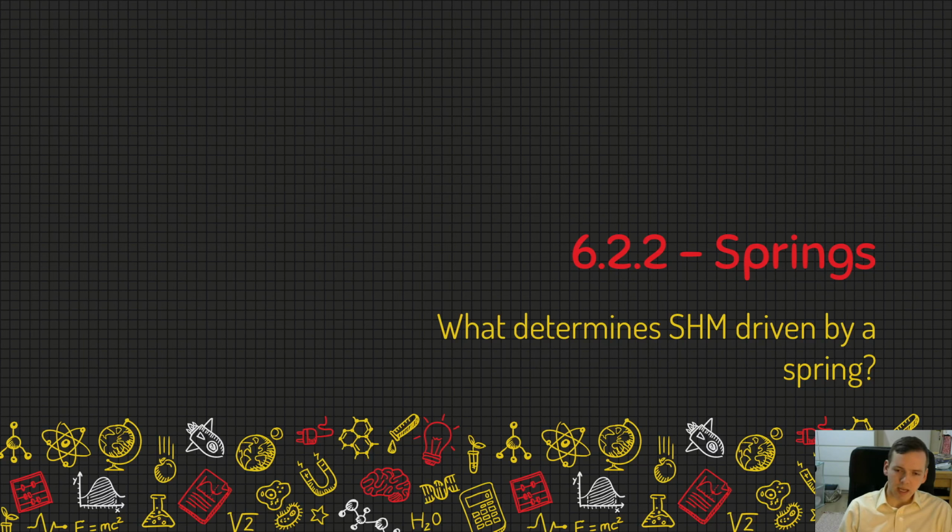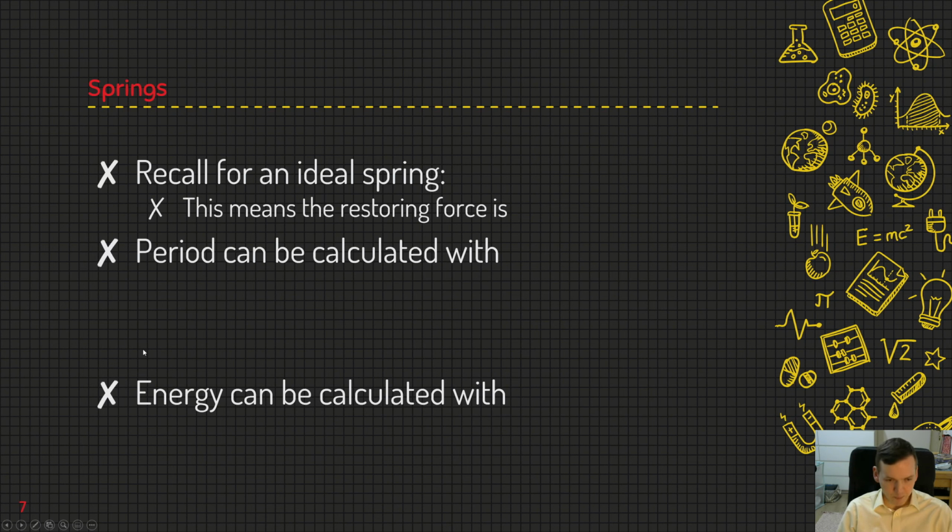All right, we're looking at simple harmonic motion created by a spring, and we're just going to talk through the key ideas related to it. Recall that for an ideal spring, the force that the spring exerts is equal to negative k delta x. This means the restoring force is the spring force. So if you've got an ideal spring, you have this negative k delta x, which is a restoring force.